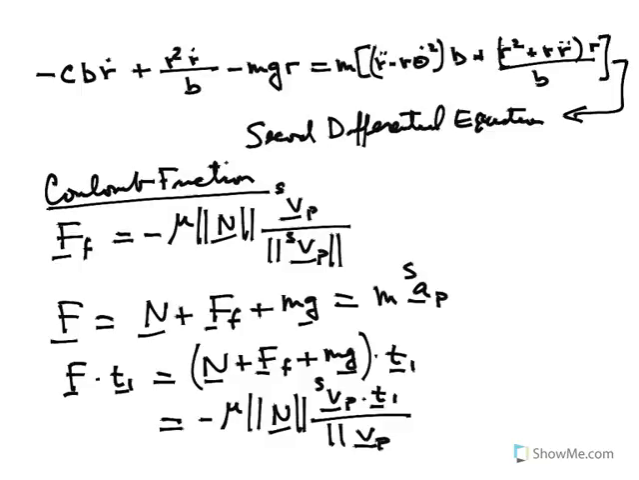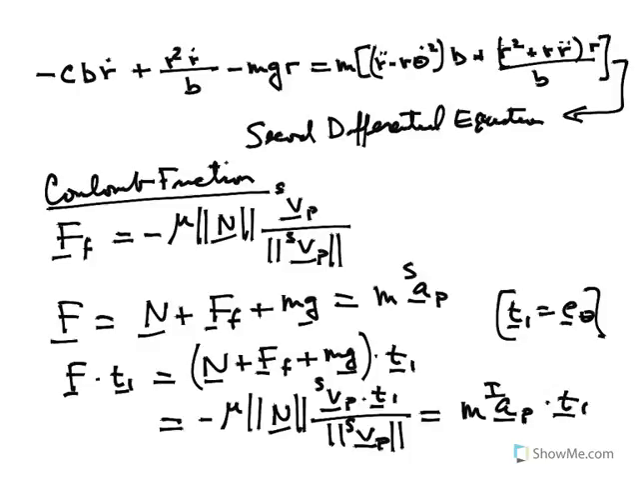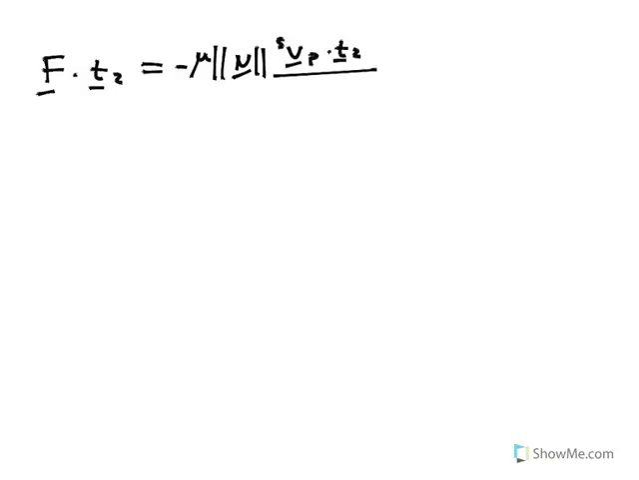And you can also see that when I do this, because T1 is equal to E theta, just like I had before, mg dotted with T1 is equal to 0. And so this has to equal the mass times the inertial acceleration dotted with T1. But I have an unknown component of reaction force there. I have to figure out what that is. The same thing goes for the T2 component. F dotted with T2 is equal to, well, I go through the same argument. I get minus mu times the magnitude of the normal times VPS dotted with T2, all divided by its magnitude, and then that has to equal the mass times the inertial acceleration dotted with T2.